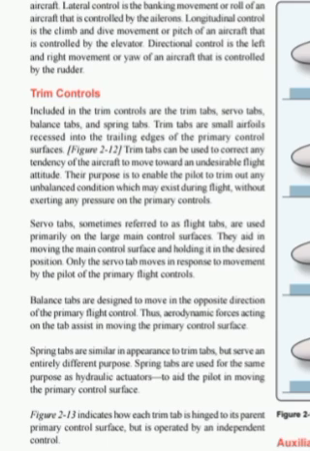Balance tabs are designed to move in the opposite direction of the primary flight control. Thus, aerodynamic forces acting on the tab assist in moving the primary control surface.